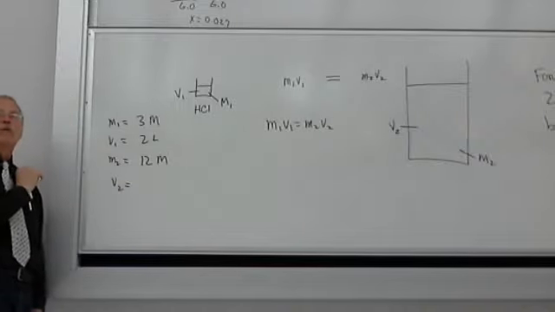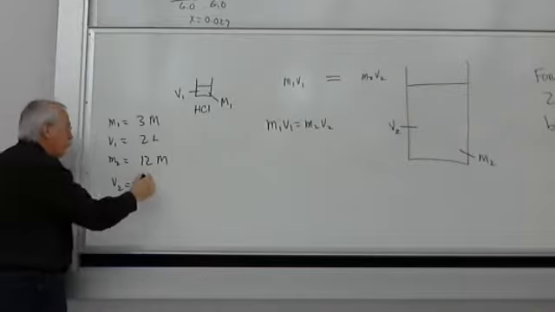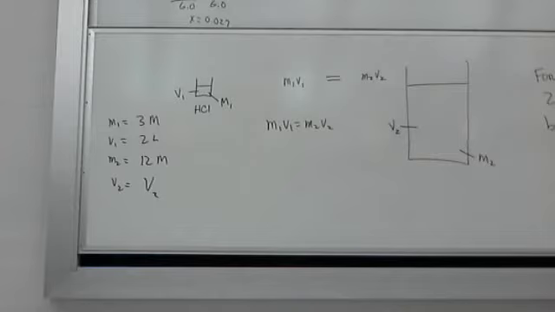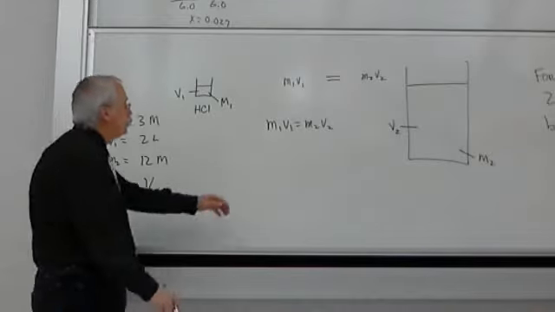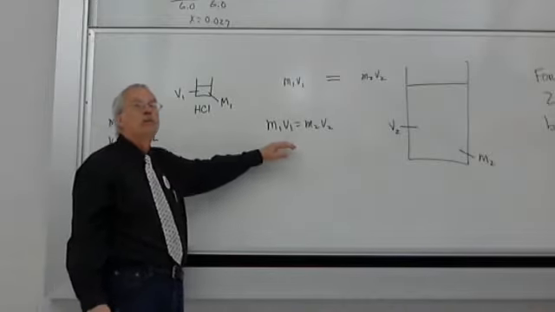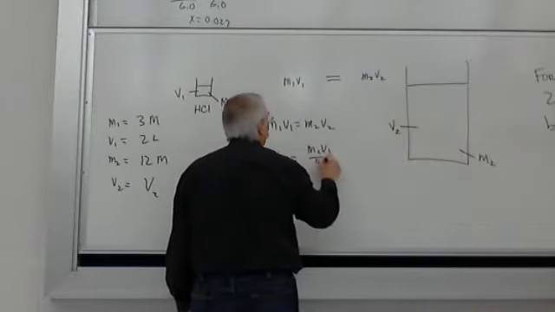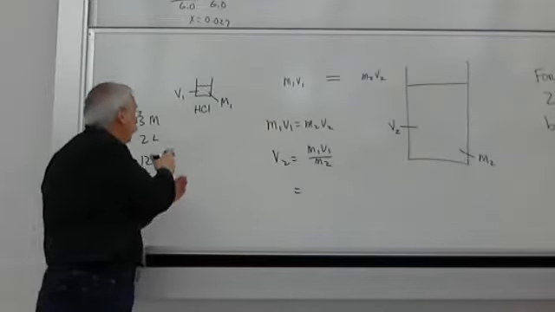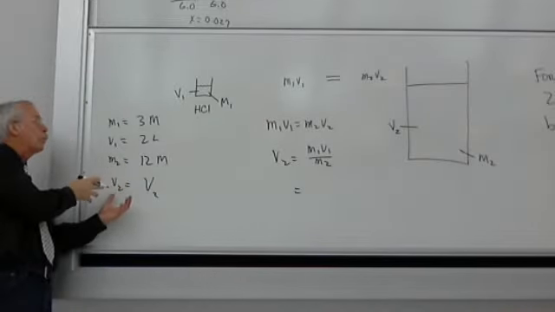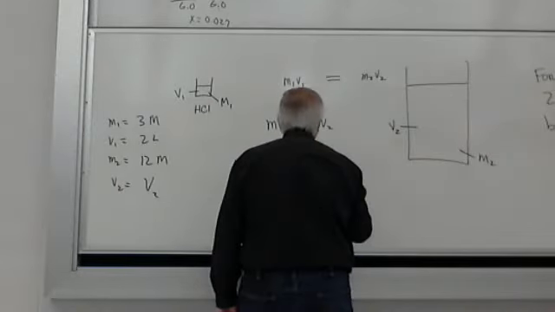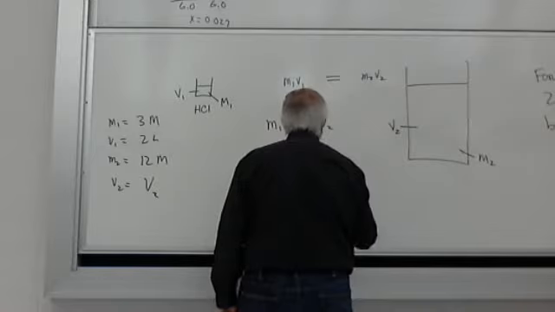And so what am I looking for? Should be clear, right? I'm looking for V2, which is the volume of 12 molar. In other words, how much 12 molar should I take to add water to get to this 2 liters of 3 molar? Now, back to the equation. Can I solve this for V2? Yes. V2 would be equal to M1V1 over M2. Can I go to my little table on my scratch paper and plug in those numbers? So this is 3 molar times 2 liters over 12 molar.